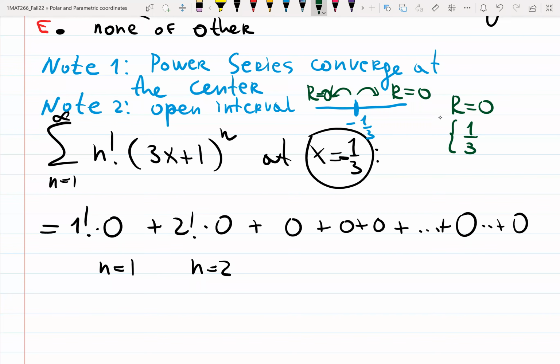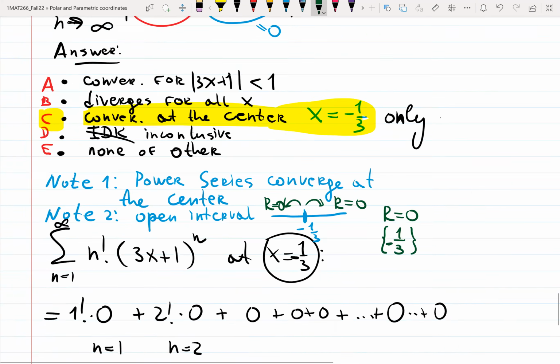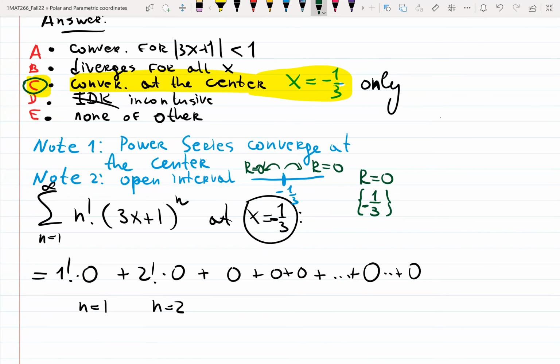And the open interval is not an open interval anymore. It's only a number, which is denoted by braces. That means it converges at minus 1/3. So to denote one number, you use braces, minus 1/3. It converges absolutely at the center. What do you think about that? So the answer is C. Let me circle it. The answer is C. Is it weird?